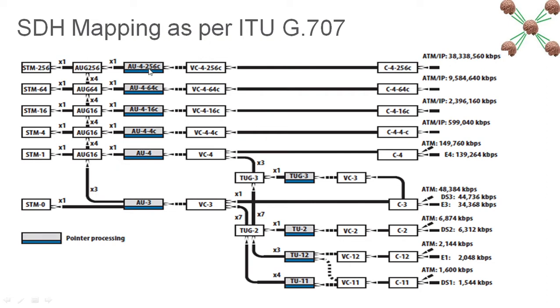So here you add pointers, and then you can group different containers with different pointers, and then you send it to the physical layer. You send it on your optical fiber cable. So this is how SDH maps the data from the client source towards the line, or towards your main network.